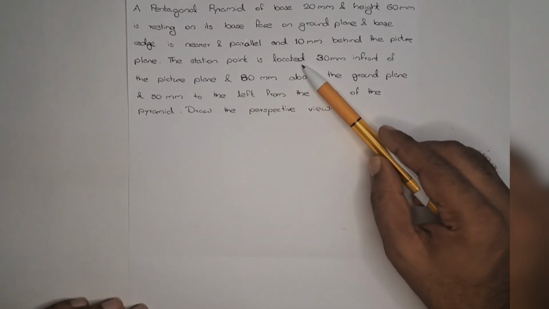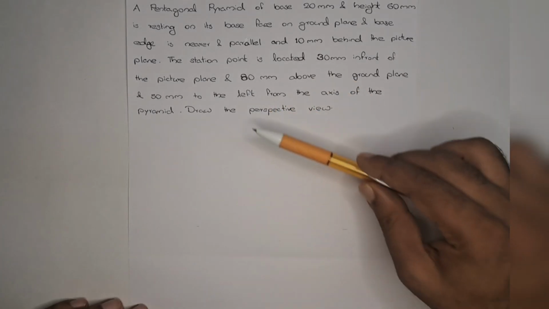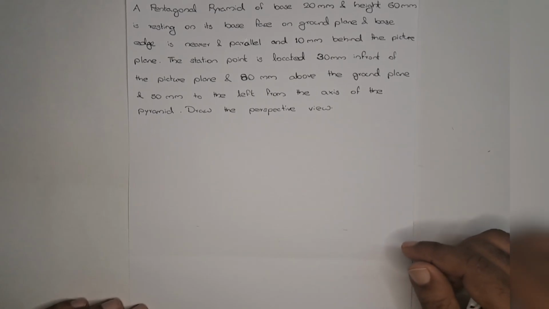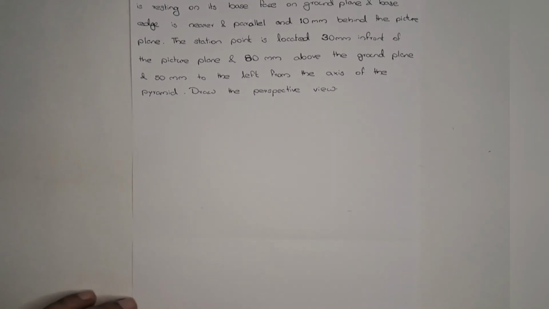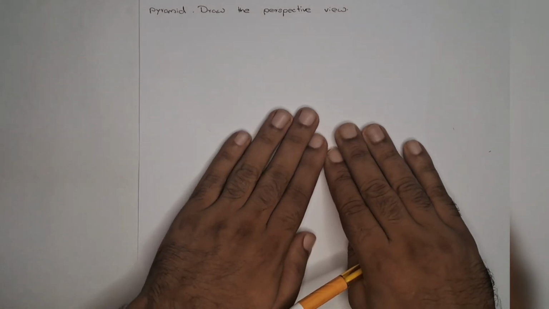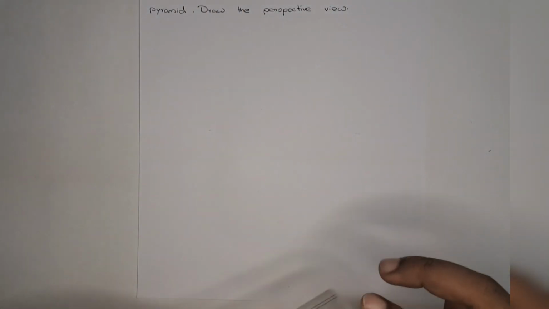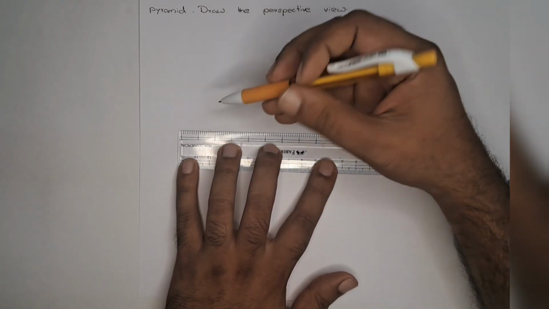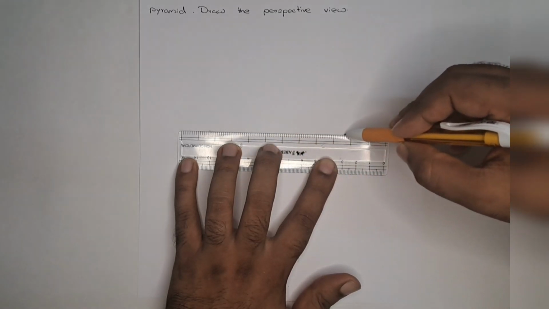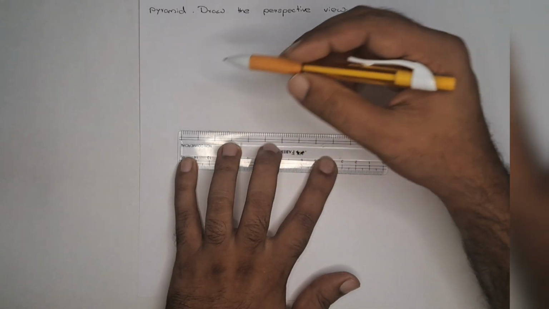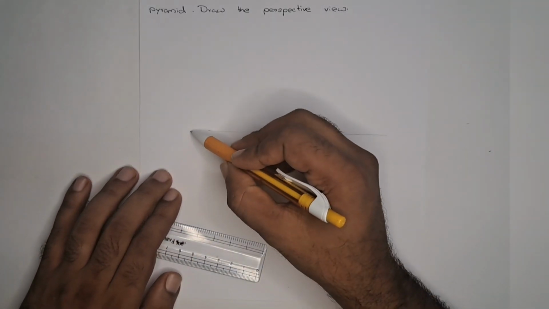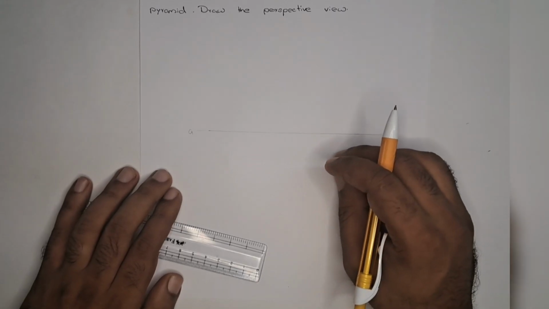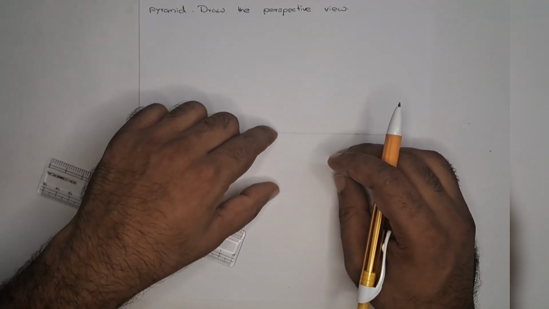The station point is located 30 mm in front of the picture plane, 80 mm above the ground plane and 50 mm to the left from the axis of the pyramid. At first we have to draw the ground line. So we mark the ground line here. So mark it as G and L, and we have to draw the pentagon here.